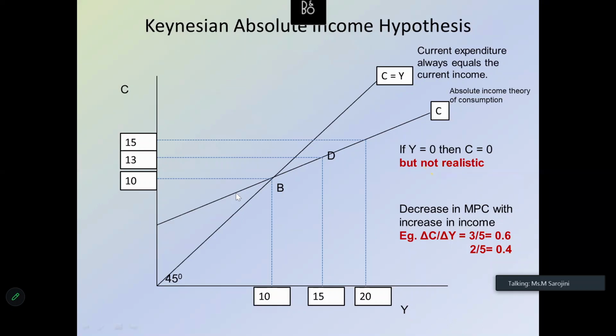Here you can simply observe this consumption curve. This 45-degree line explains that consumption is always equal to income. And there are three sets of income as well as consumption. At point B, income is equal to 10 and consumption is equal to 10. Then income increases from 10 to 50.